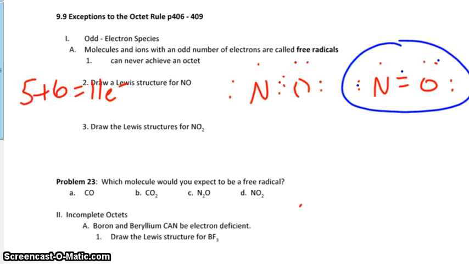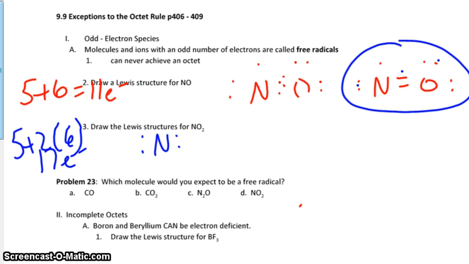Okay, what about the next one, nitrogen dioxide? Let's count up again. We have 5, and this time we have 2 oxygens, so we have a total of 17 electrons. Nitrogen's in the middle, and I put 2 electrons on either side for the oxygens. So now I've used up 4 electrons. I have 13 more to go. There's 6, there's 12, there's 13.